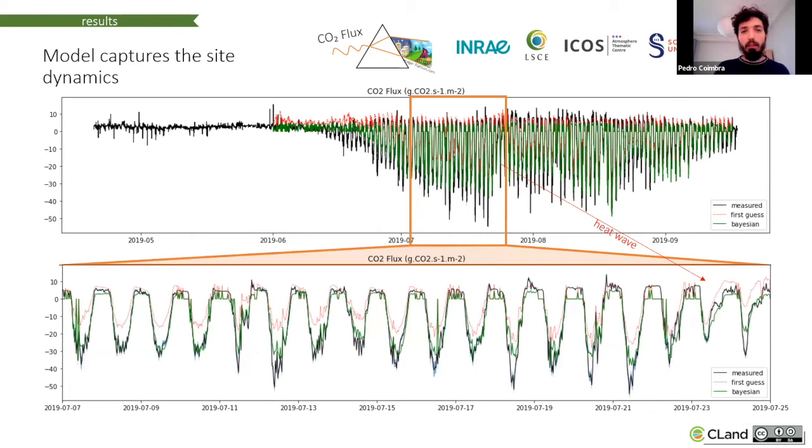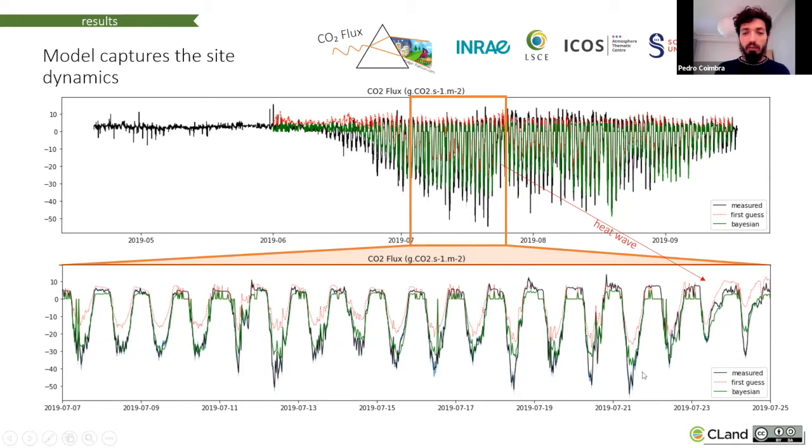So here we're just showing that the model actually captures the dynamics. We have the whole period from seeds to the harvest. We can see that the maize only starts to grow here in mid June. And the bottom figure is the same, but we can see it better.